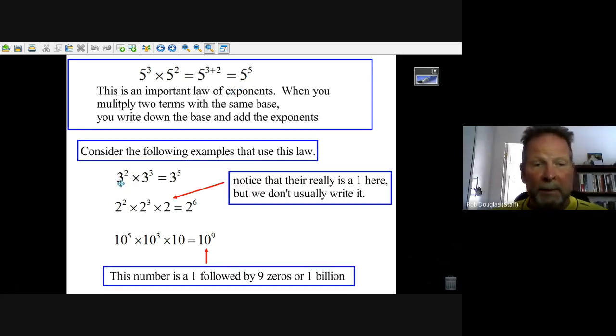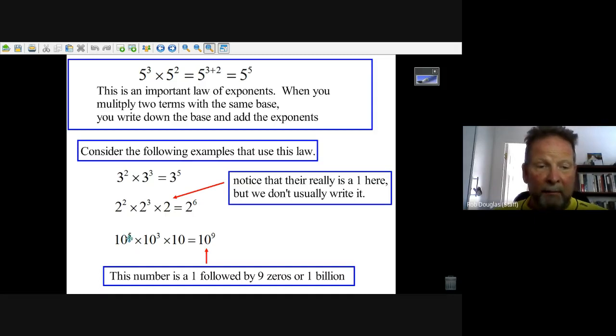Here I did a couple examples. If you had 3 squared times 3 cubed, you'd write down the 3 and go 2 plus 3 is 5. Here we've got 2 squared times 2 cubed times 2, which is 2 to the 6. Well, 2 plus 3 is 5. Why isn't there a 5 there? Because there's really a 1 here. There's another 2 getting multiplied. So 2 plus 3 plus 1 is 6.